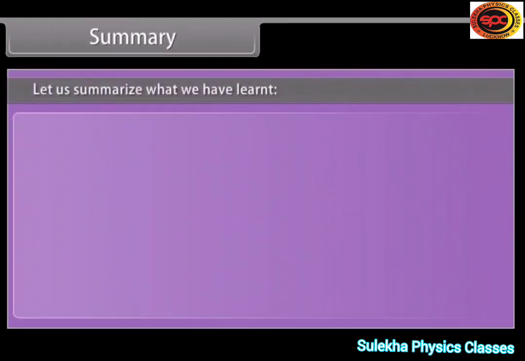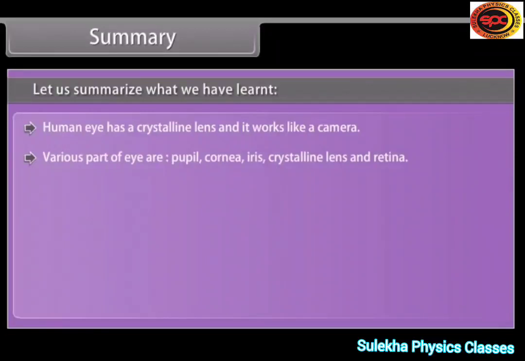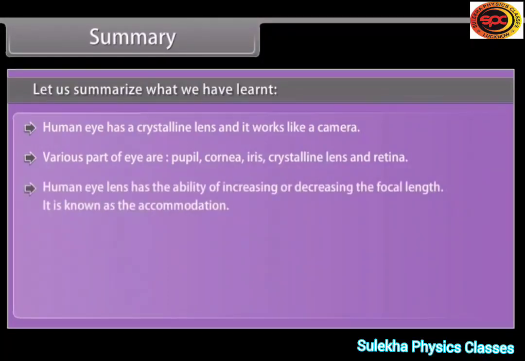Summary. Let us summarize what we have learned. The human eye has a crystalline lens and it works like a camera. Various parts of the eye are pupil, cornea, iris, crystalline lens, and retina. The human eye lens has the ability of increasing or decreasing its focal length. It is known as accommodation.